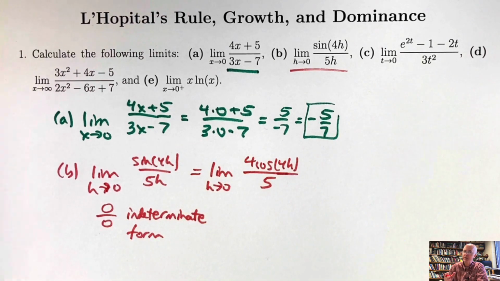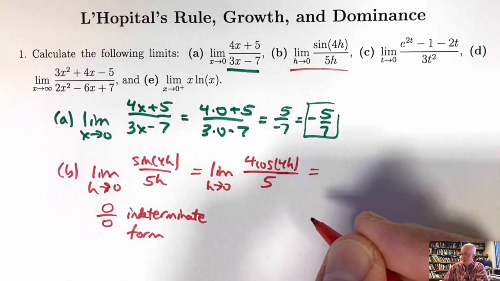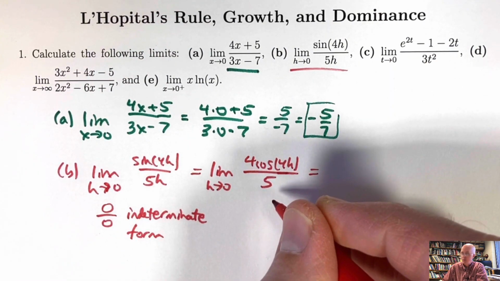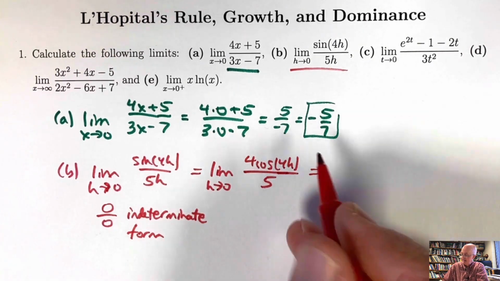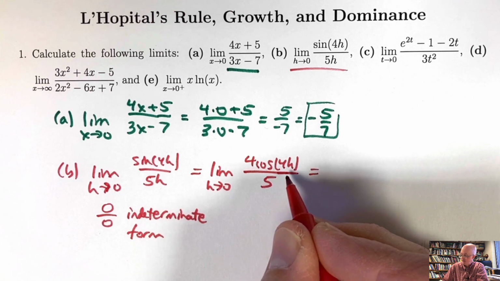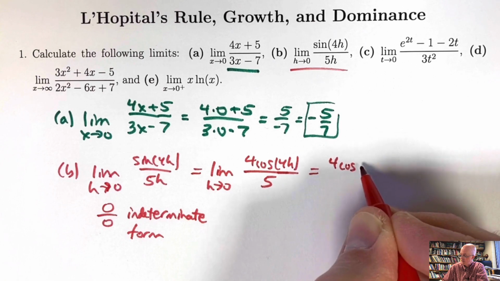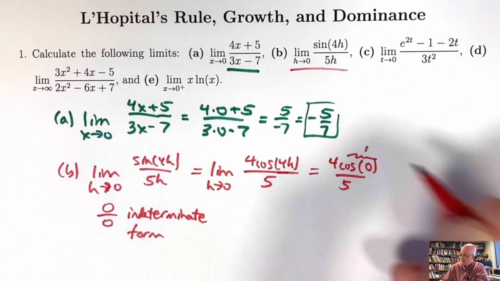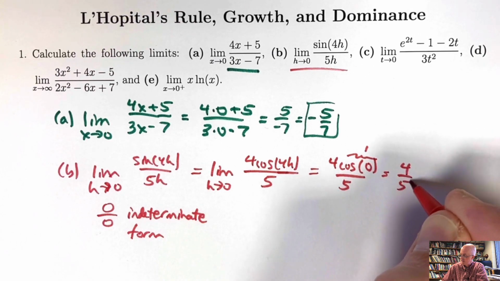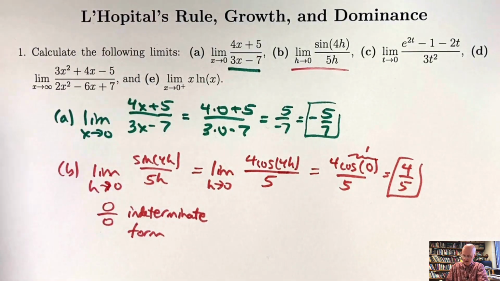We'll see intuitively why L'Hopital's rule works at our very last problem, where we'll think about a problem graphically, but right now we're just trusting it. This limit can be evaluated without L'Hopital's rule. This is a continuous function of h. You can just substitute in h equals 0. So you get 4 times cosine of 4 times 0 is 0, divided by 5. Cosine of 0 is 1, so this becomes 4/5. 4/5 is the correct answer, 0.8 for part B. On to part C.